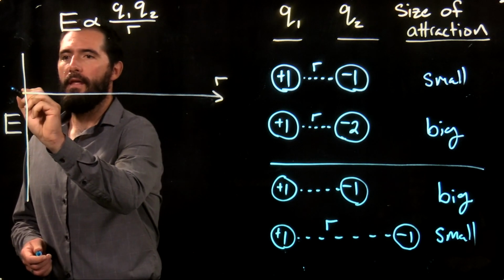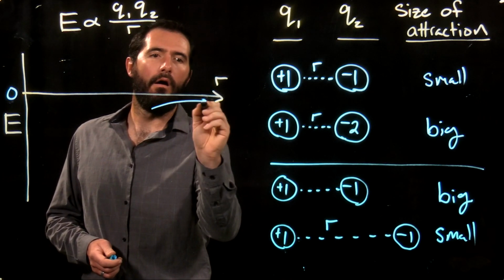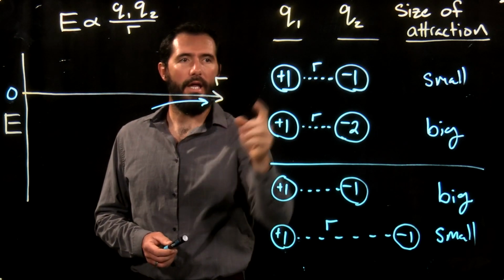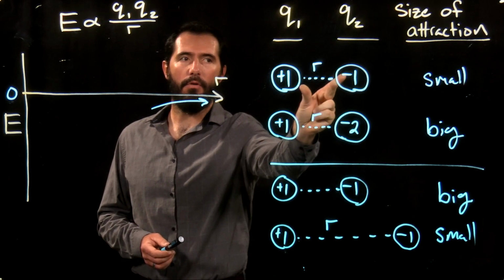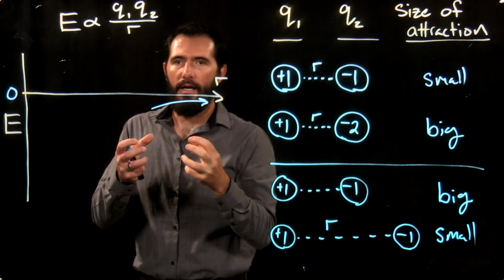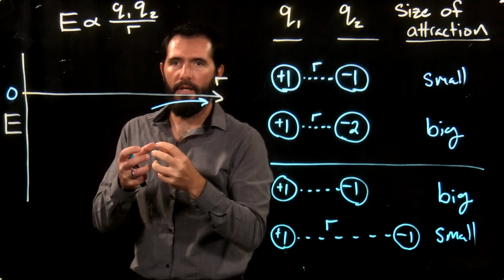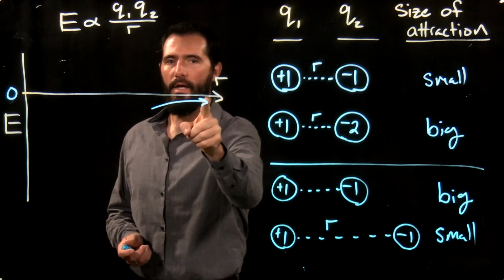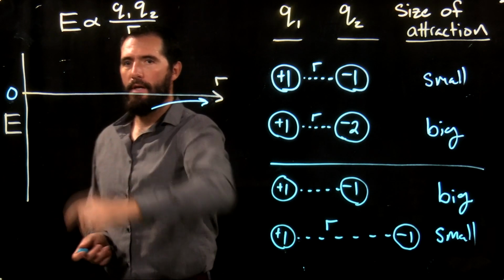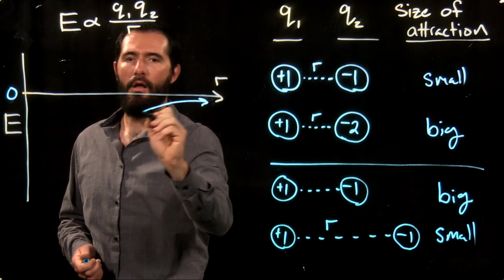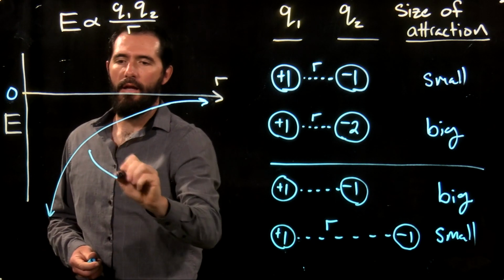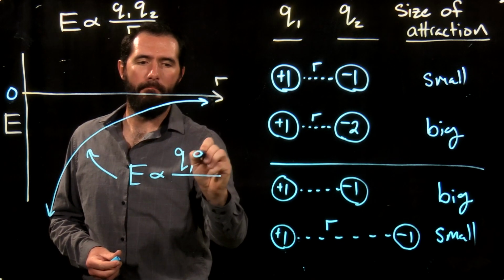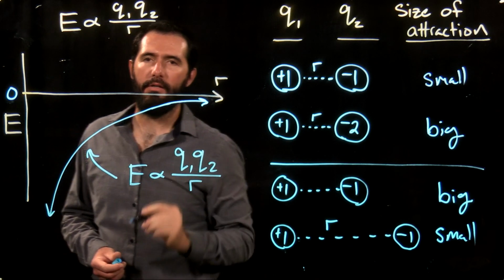So at infinite r, the potential energy of interaction should be 0. As we take the positive and negative charge and bring them closer together, that should be a stabilizing interaction because opposite charges attract, and that should lower the total energy of the system. So as we decrease r here, the total energy of the system should lower, and we end up with a graph that looks like this. This is Coulomb's law, or the graphical form of it.